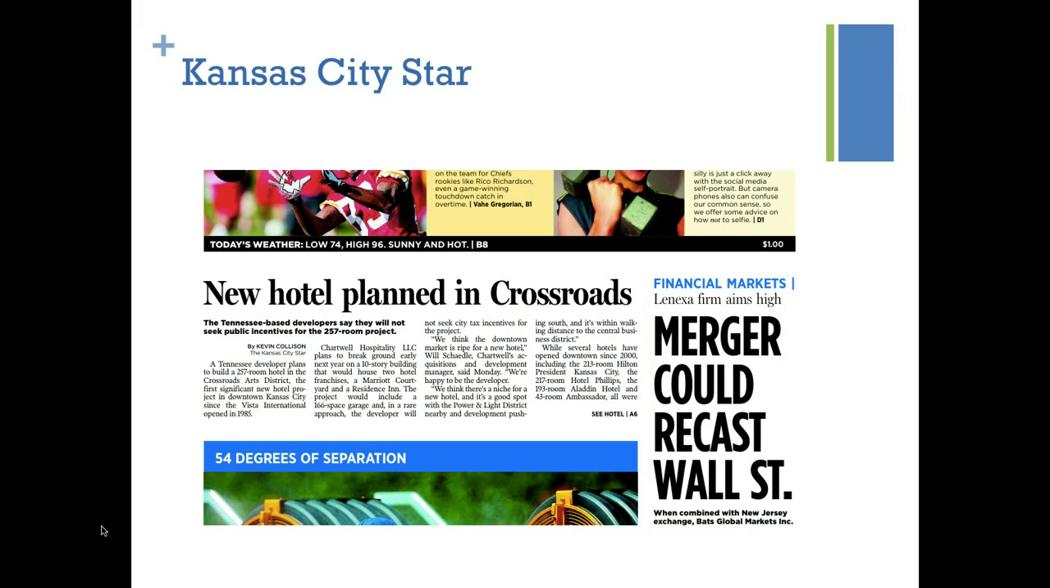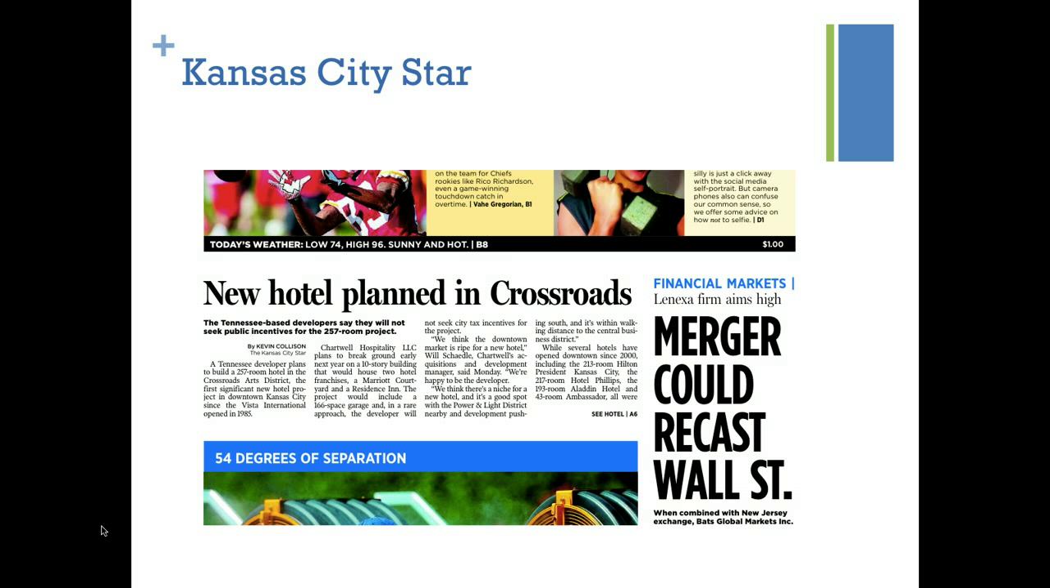So, for example, this is the front page of the Kansas City Star. This was just the other day, actually. There are 2 stories on here that I just wanted to highlight. First off, there's a new hotel planned in the Crossroads section, which is just south of downtown. And if you look at the subheadline, it says a Tennessee-based developer will not seek public incentives for the 257-room project, which means that they're not going to look at raising taxes in order to pay for it.